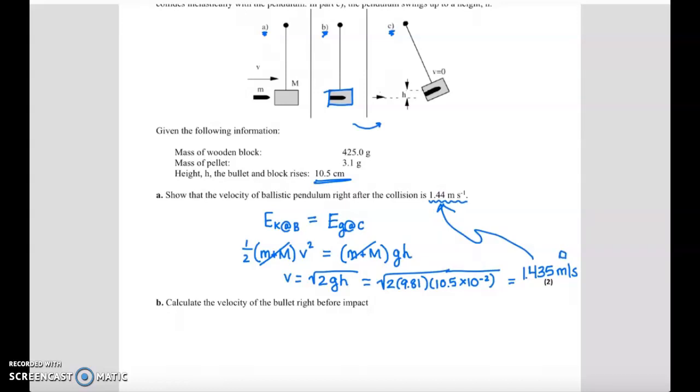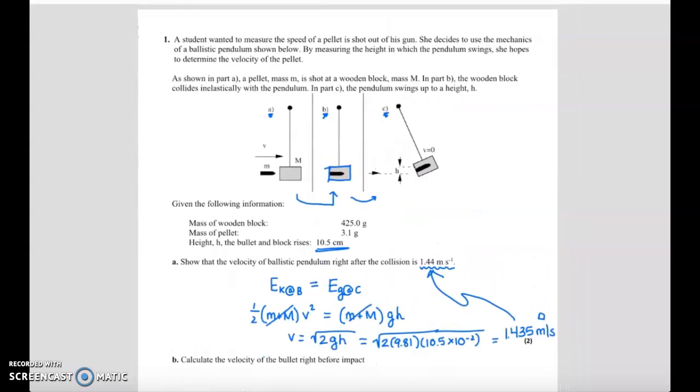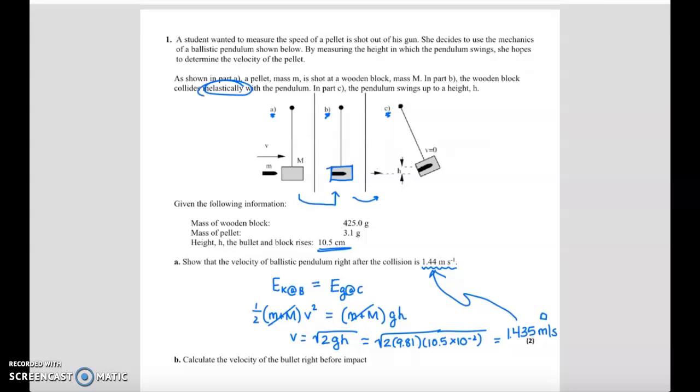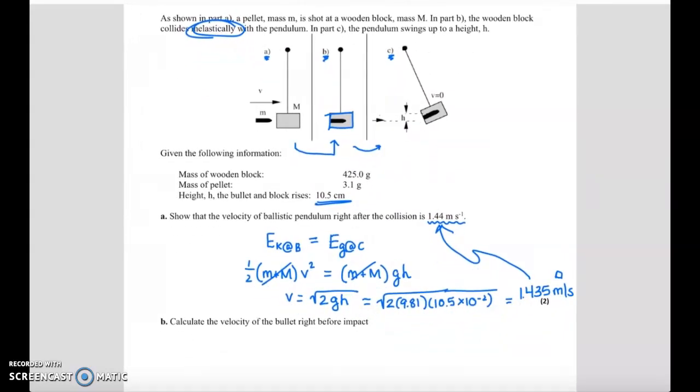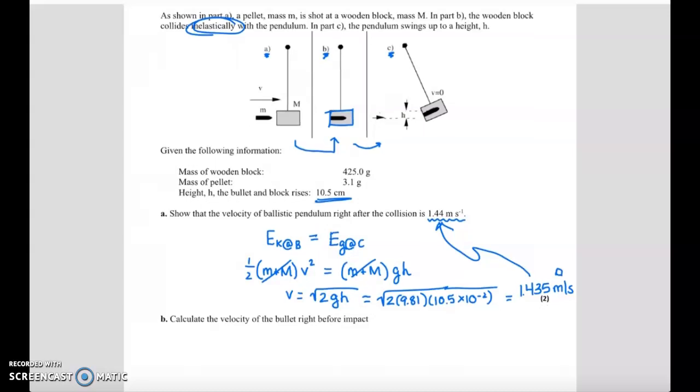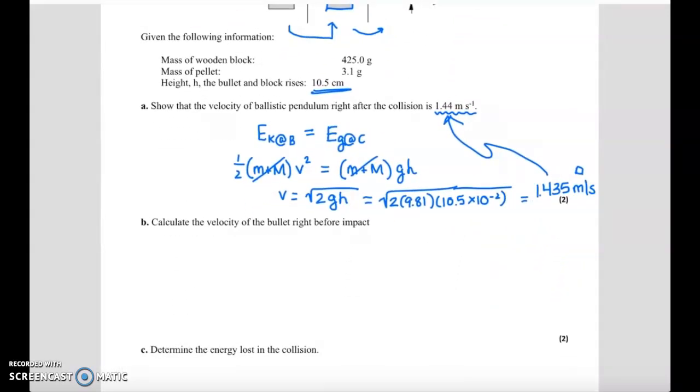Part B then asks us to calculate the velocity of the bullet right before the impact. So now we're more concerned about the collision itself, what's happening between A and B in that diagram. Now remember that this is an inelastic collision. We were told that this was colliding inelastically. So that really only leaves us one option. Only momentum is conserved in inelastic collisions. So we're going to have to look at the momentum before and the momentum after, knowing that that will be conserved in any type of collision.